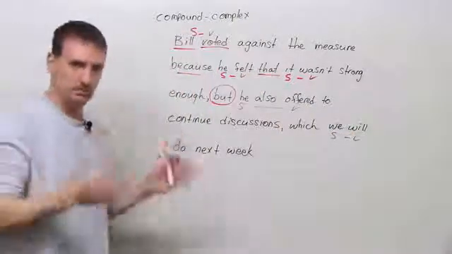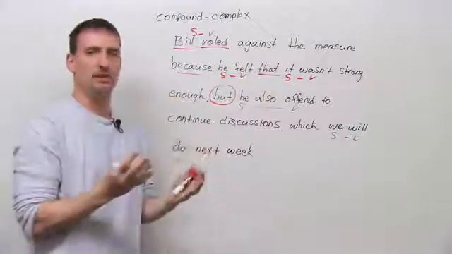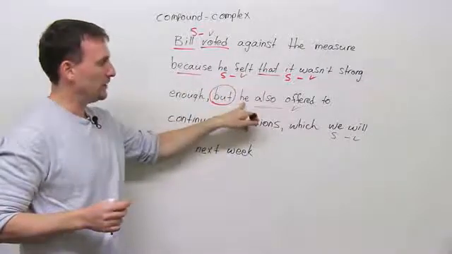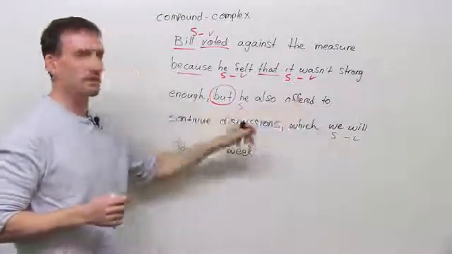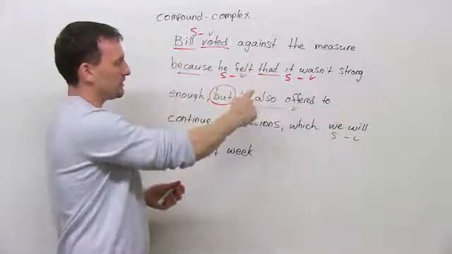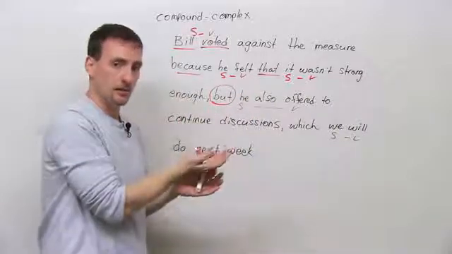So let's break it down again. Bill voted against the measure, period. There's a complete idea. Bill also offered to continue discussions, period. There's another complete idea. So Bill voted against the measure, but he also offered to continue discussions. So there you have your compound.